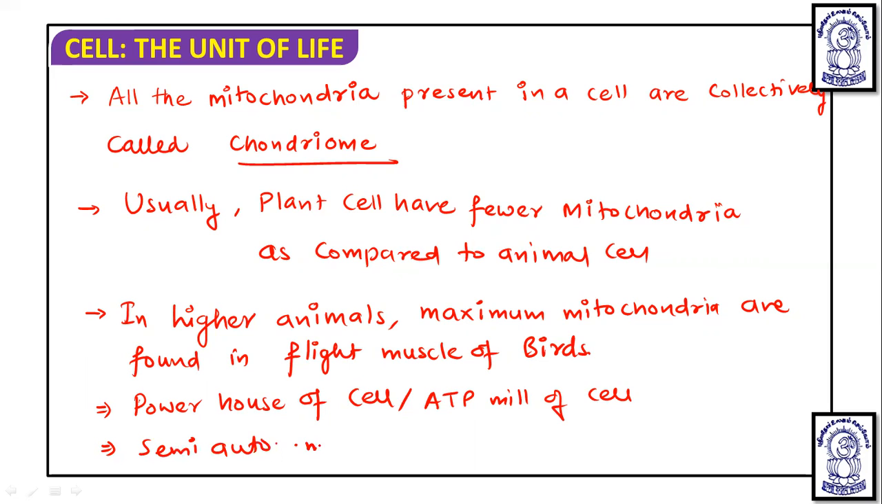Why is it a semi-autonomous organelle? Because it has its own DNA, as we will discuss, its own ribosomes, its own structure, which independently looks like a separate cell. So sometimes it is said that mitochondria is one type of cell within the cell. Obviously, it is not that, but sometimes it is said.